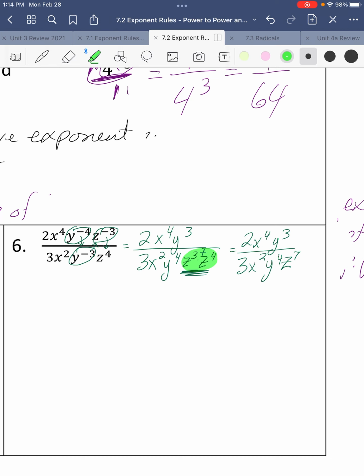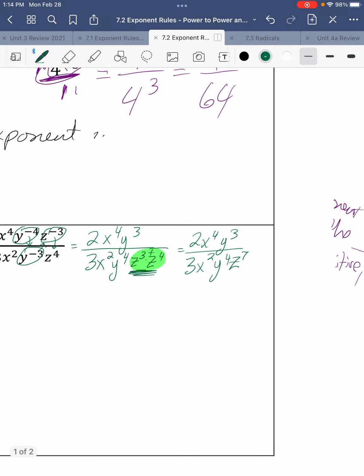And keep going here. We got more to simplify. I see the numerators and denominators with the same variables. So looking at x to the fourth and x squared. X to the fourth means x times x times x. X squared means x times x. Cross those out. Or what you're doing is you're subtracting those exponents. So you're going to be left with x squared in the numerator.